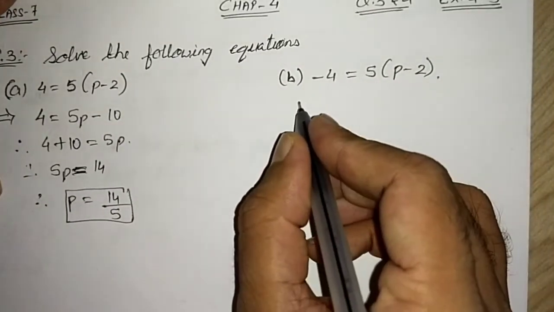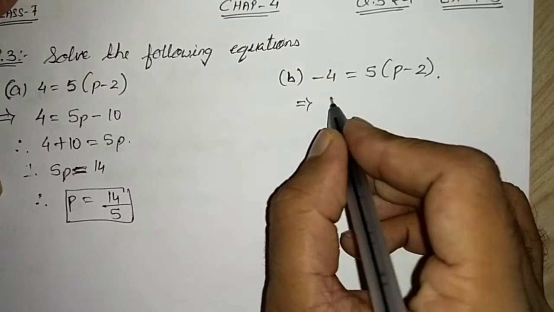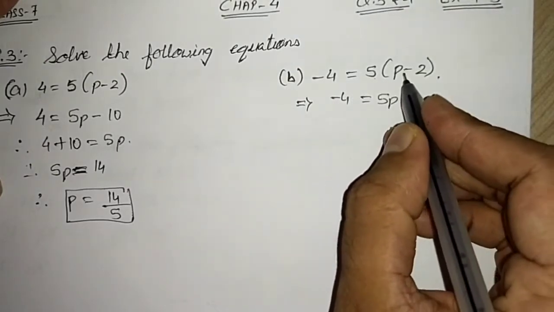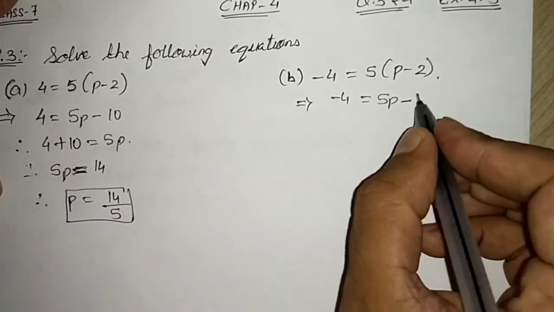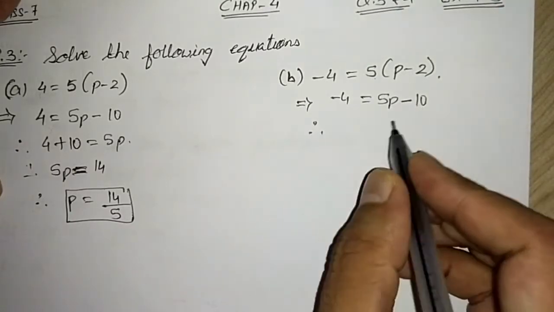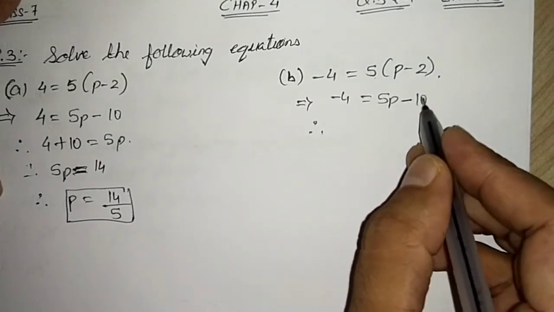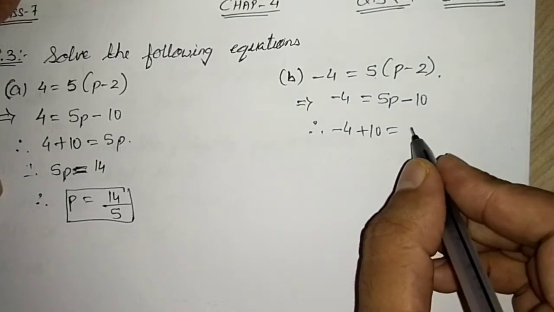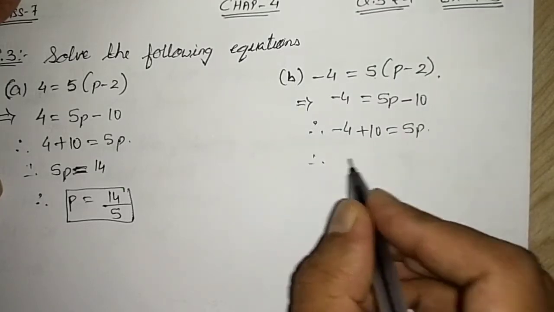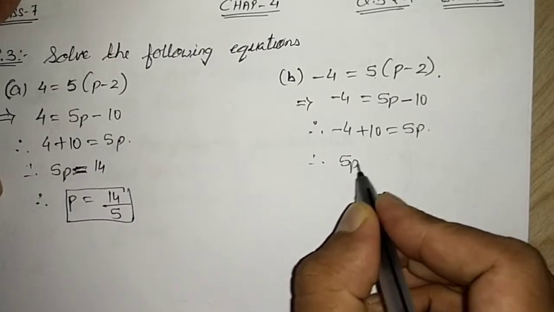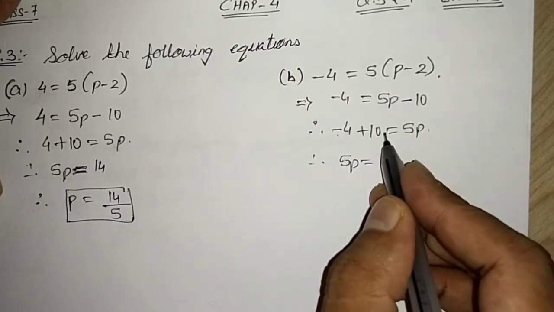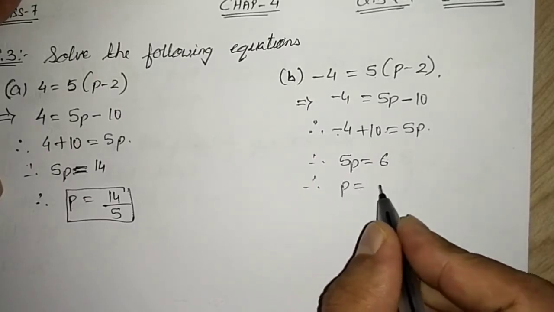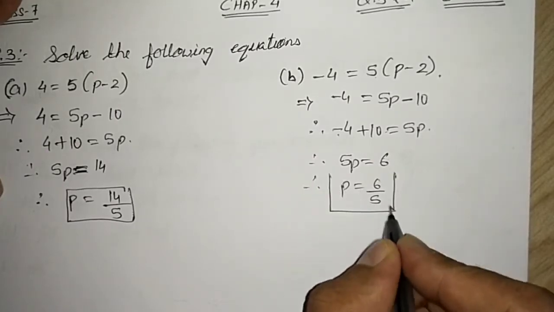Now part B. Minus 4 is equal to 5 into p will give me 5p, minus into plus will give me minus, 5 2s are 10. Therefore 5p we will keep as it is, minus 10 we will transpose this side, so we will get plus 10 to the LHS. In RHS we will get 5p. So eventually we will get 5p is equal to minus 4 plus 10 will become plus 6. Therefore p is equal to 6 divided by 5.